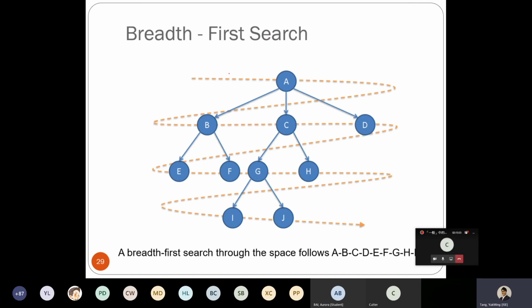Let's see these figures. If we want to find the answer, we start from A, B, C, D. If there is no answer, we search E, F, G, H. If no answer, I, J, and so on. You see we go through in this direction, the breadth direction, to find the answer.